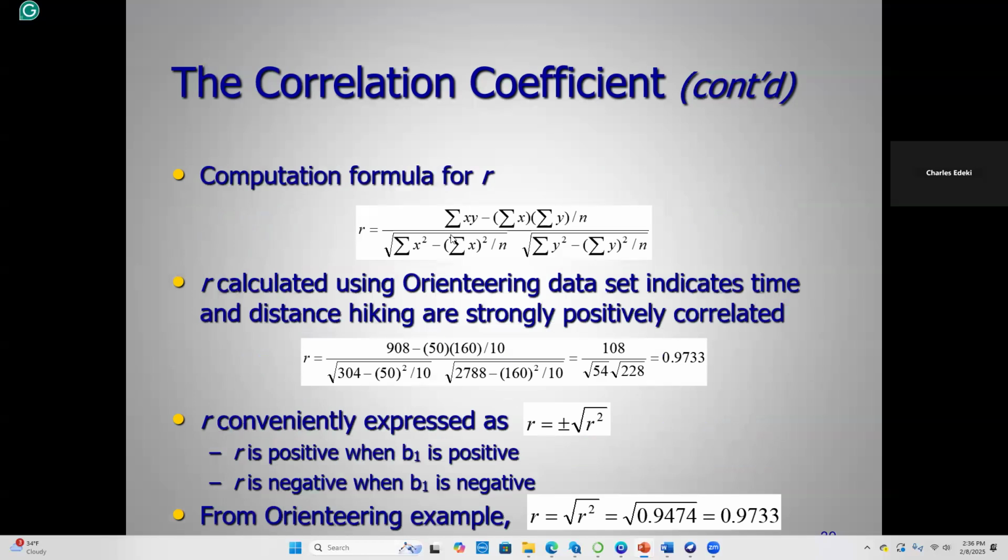And it's another way of computing the R again. And for the example data, we don't have this step.